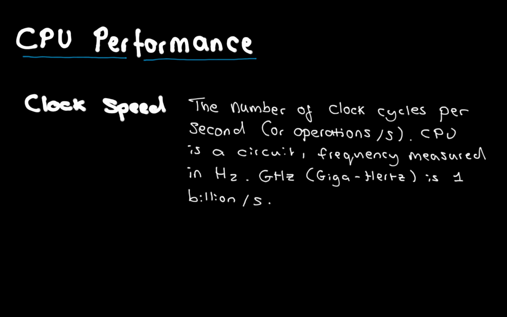This is kind of what I mentioned. This is the frequency of cycles per second in the CPU. The CPU is a circuit, but it's also ridiculously quick. Often a modern CPU will have a 2 to 3 gigahertz clock speed, which means 2 to 3 billion operations per second, so 2 to 3 billion cycles per second.